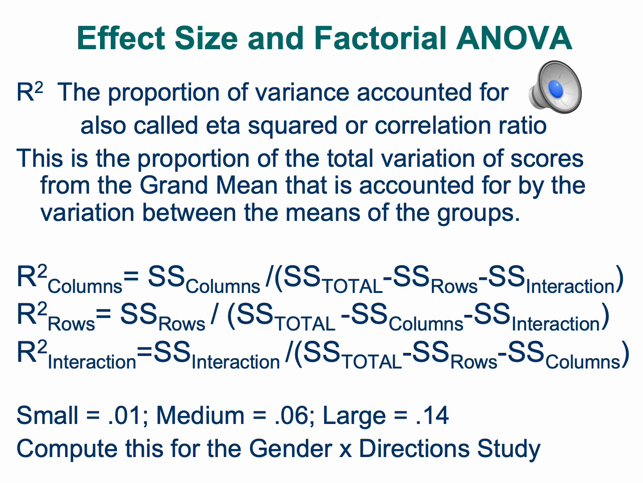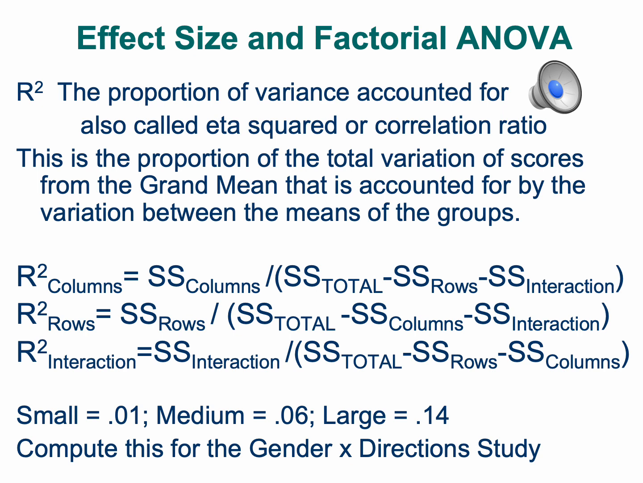Now on to effect sizes in factorial ANOVA. We have a new concept of effect size. An effect size is an expression of the proportion of variance that's accounted for by the mean difference between groups. It's also called eta squared, or the correlation ratio. It's the proportion of the total variation of scores from the grand mean that is accounted for by the variation between the means of the groups. And so here you have the formulations for it. You have an R squared, an effect size for every effect that you have. So if you have an effect for the column variable, or an effect for the row variable, or an effect for the interaction, then these are the formulas for calculating it.